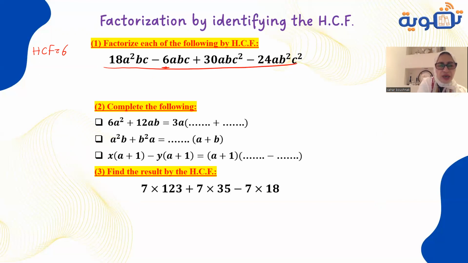Then I will look at the variables: a power 2, a power 1, a. So I will take the smaller power, a. By the same way, b and c. So my highest common factor is 6abc. I will put it outside, 6abc, then open the bracket and start making my division.